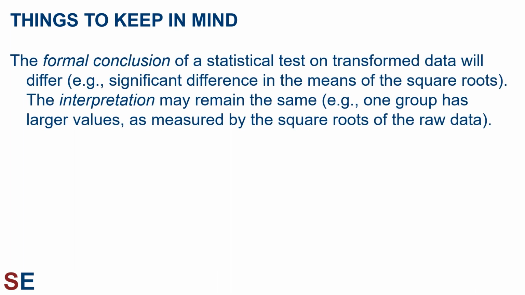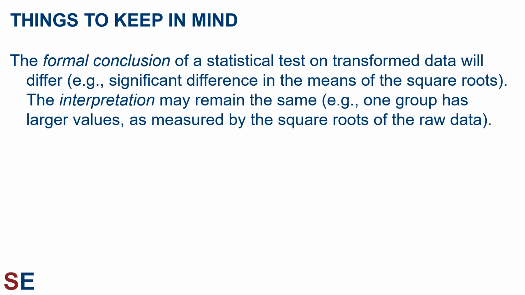Lastly, there are a few very important things to keep in mind when doing transformations. The formal conclusion of a statistical test on transformed data will differ. For example, a t-test would indicate a significant or non-significant difference in the means of the square roots instead of the actual values if you use the square root transformation. The interpretation may remain the same, however.